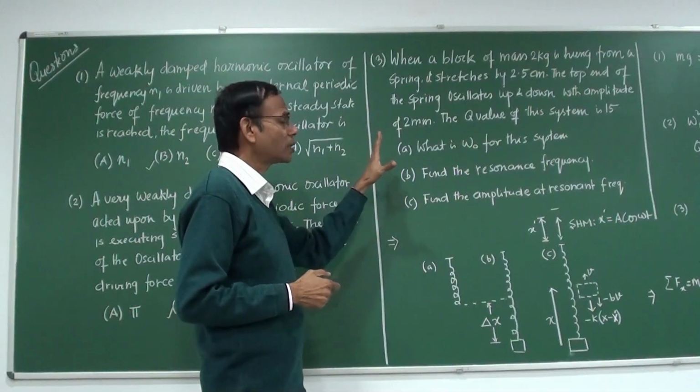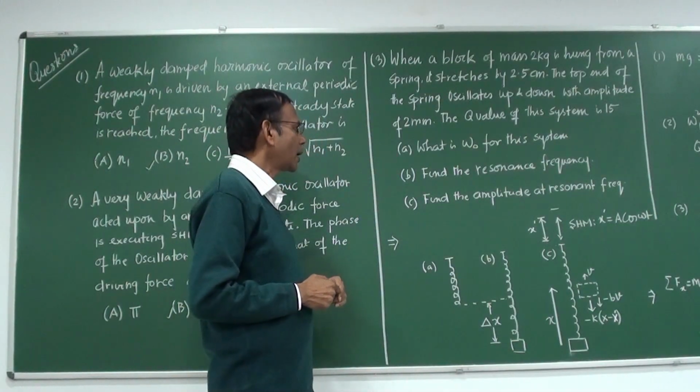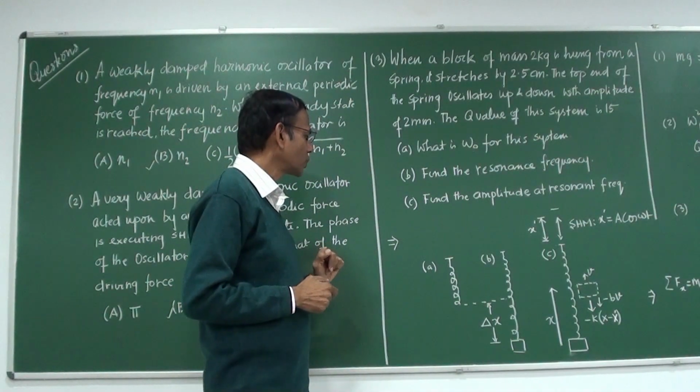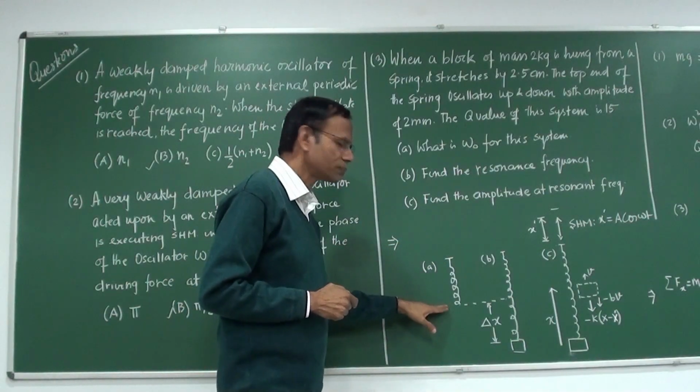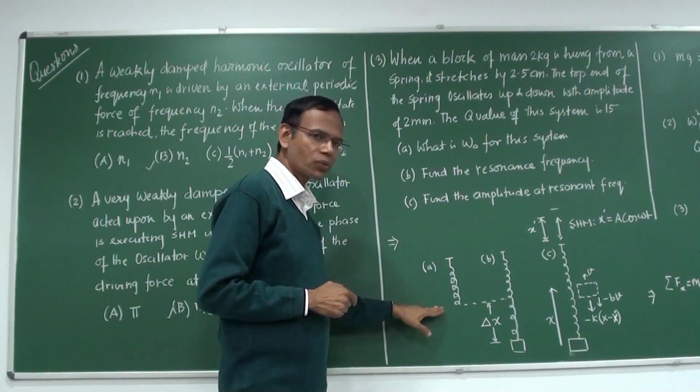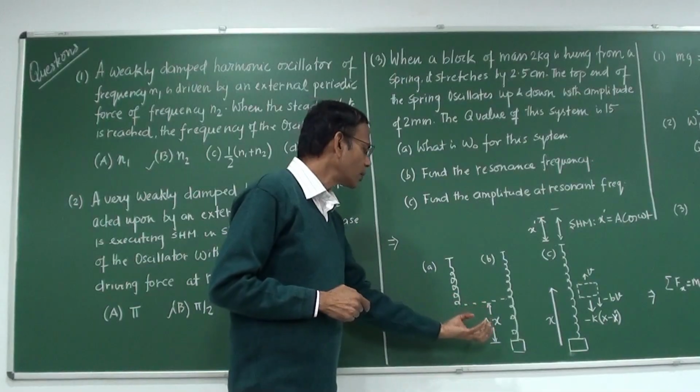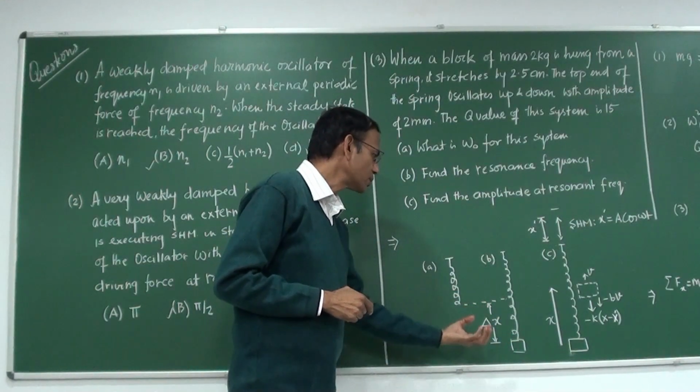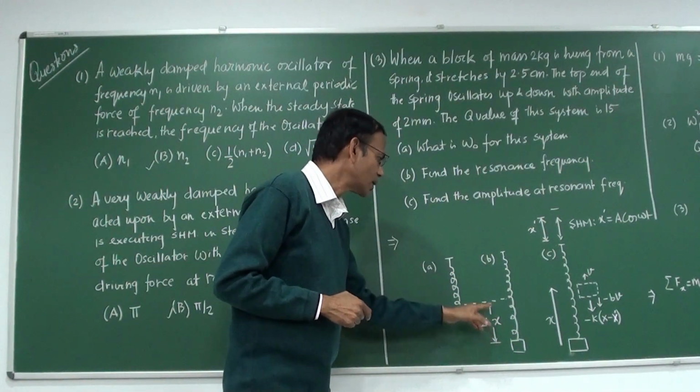Now this is a very nice question, and I hope you understand the question. The question is that there is a spring, unstretched. When I put a mass under it, then it gets stretched by delta x.